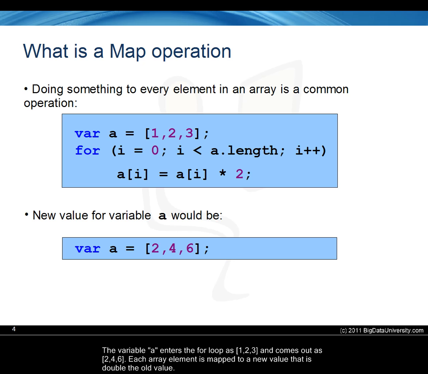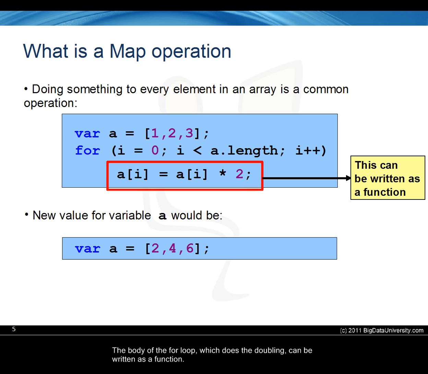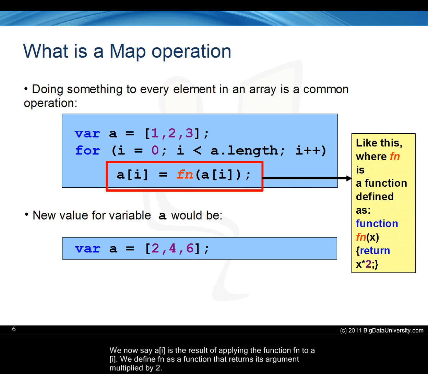The variable a enters the for loop as 1, 2, 3 and comes out as 2, 4, 6. Each array element is mapped to a new value that is double the old value. The body of the for loop, which does the doubling, can be rewritten as a function. We now say a sub i is the result of applying the function fn to a sub i. We define fn as a function that returns its argument multiplied by 2.